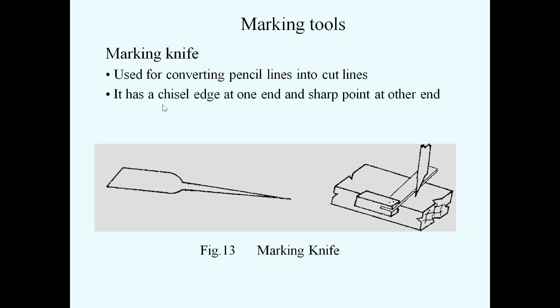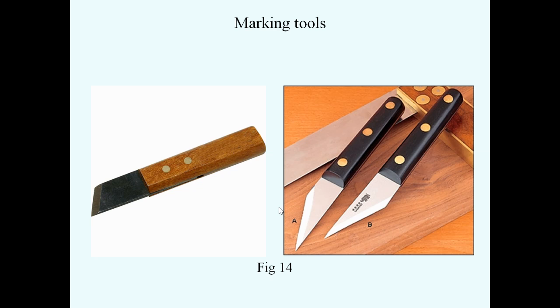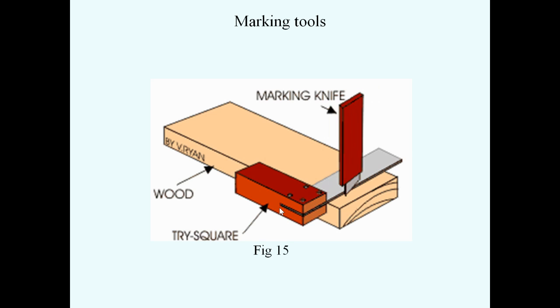This marking knife has a chisel edge at one end and a sharp point at the other end. So it is also known as a scriber. You can see the marking knives, and see the usage of the marking knife on the workpiece, cutting lines on the pencil lines.